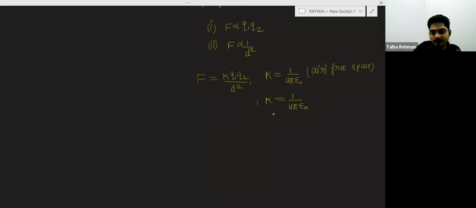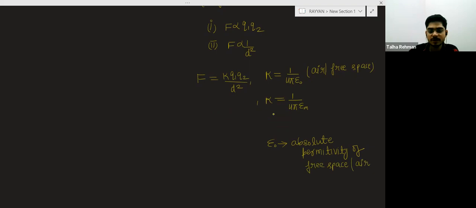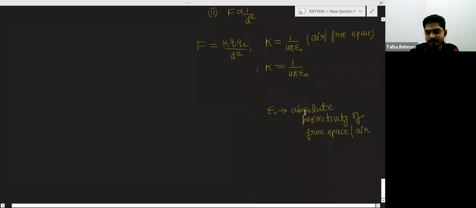And what were epsilon naught and epsilon m? Epsilon naught is the absolute permittivity of free space or air. And what is epsilon m? In the last class I told you what epsilon m is: the absolute permittivity of any medium other than air or free space.